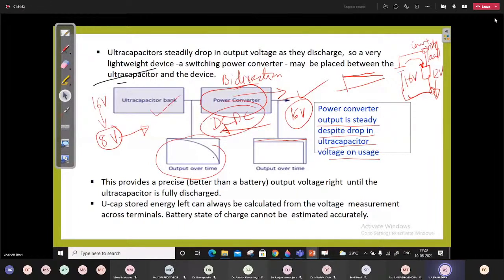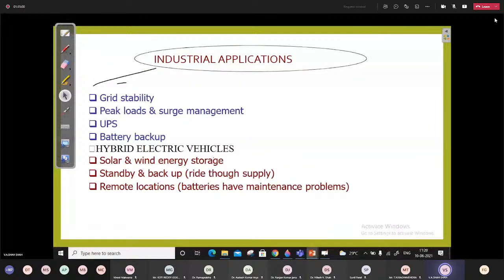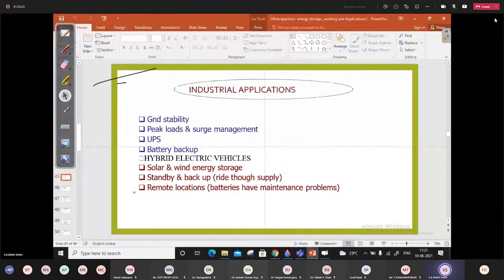I think I have already told you the applications, but I'm just repeating: grid stability, peak load and surge management, UPS, battery backup, hybrid electric vehicles, solar and wind energy storage, standby and backup, also for ride-through supply. Even the supercapacitor can be used for drive applications.